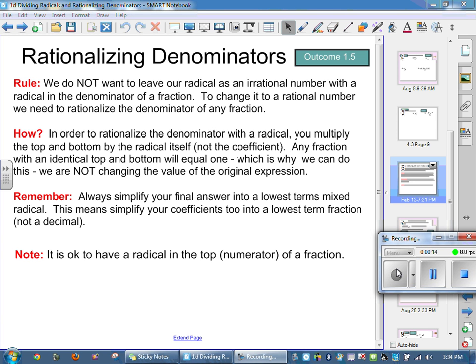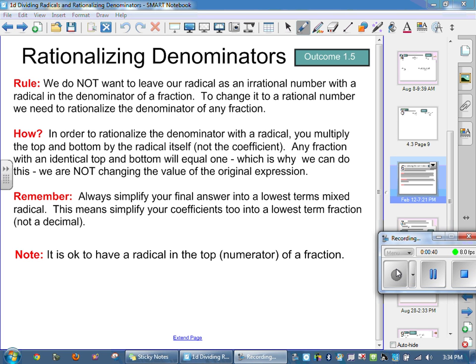So here's a rule. We do not want to leave our radical as an irrational number with a radical in the denominator of a fraction. To change it to a rational number, we need to rationalize the denominator of any fraction. So basically, any square root sign on the bottom, or cube root sign, whichever it is, any radical on the bottom cannot be left on the bottom if it's not a perfect radical.